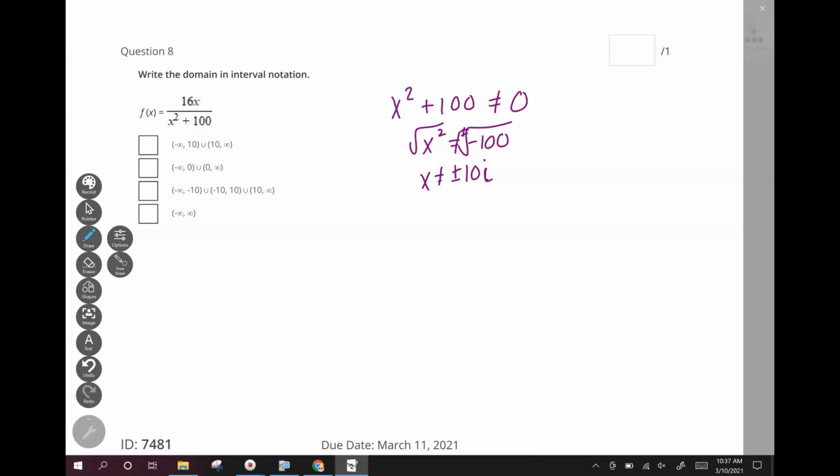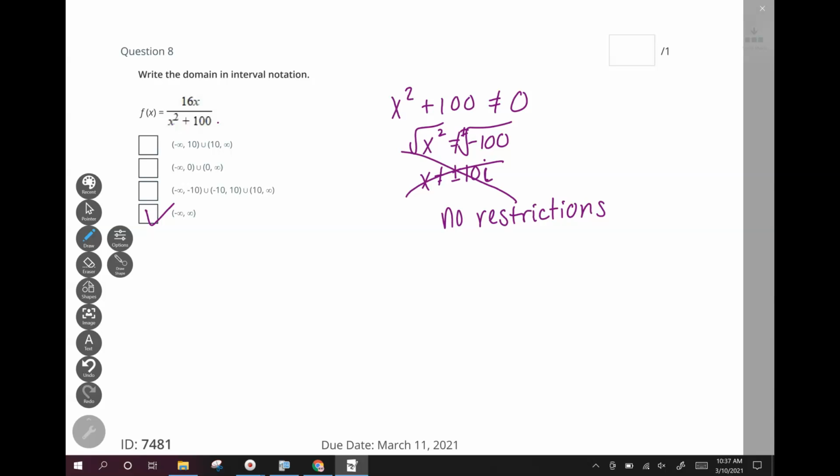X cannot equal plus or minus the square root of 100 is 10, and the square root of -1 is i. Well, I'm not really concerned with imaginary numbers right now, right? My domain is all real numbers. And so this does not restrict anything from the domain. No restrictions, because all I got was imaginary numbers. So it's going to be negative to positive infinity.